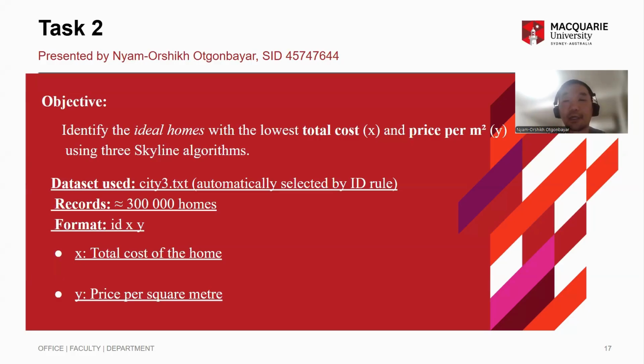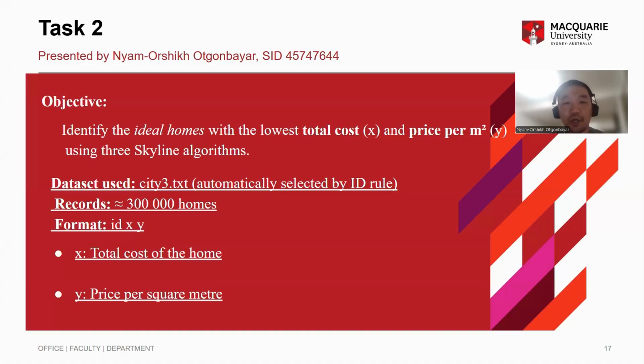We implemented three algorithms. First is sequential skyline. Second is branch and bound skyline using R-tree. And third is divide and conquer with branch and bound skyline. For the dataset, we chose the City3 file because of our student ID's last digit. The dataset contains 300,000 points, which is a large amount of data.